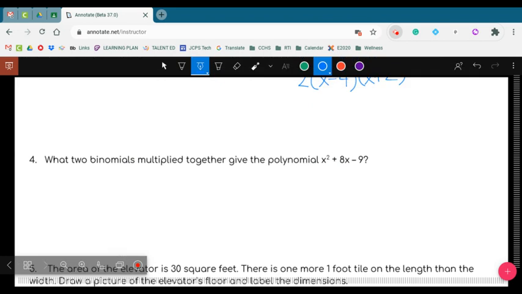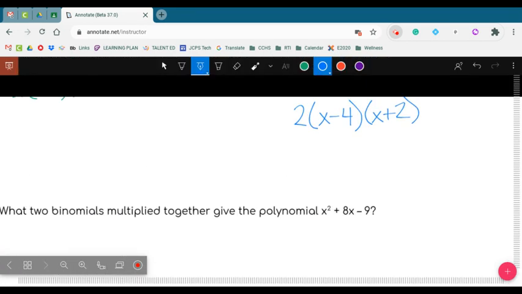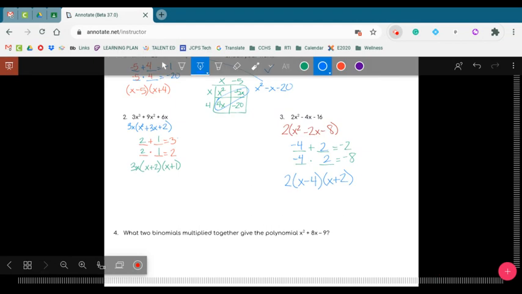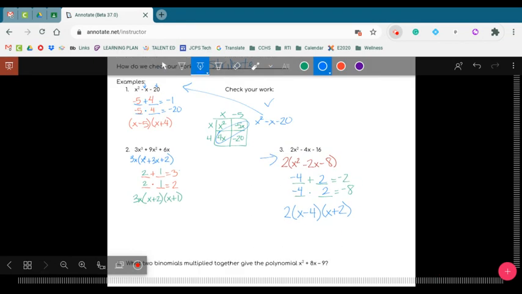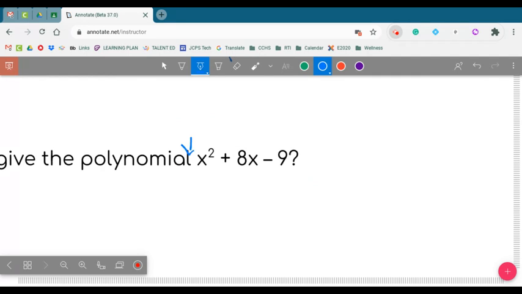Okay, let's go down. It says, what two binomials multiply together give you the polynomial? You guys, every time we start with a polynomial and we get two binomials. So it's basically doing the same thing. It's just another way of asking you to factor. So our a value is 1. So we're going to go what plus what equals 8. And what times what equals negative 9?